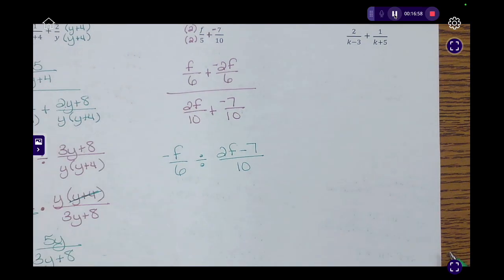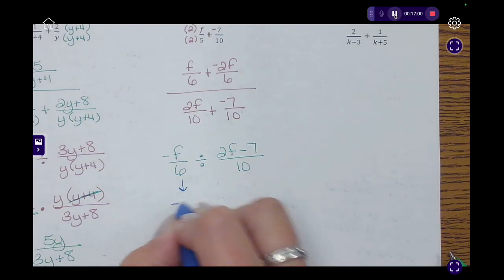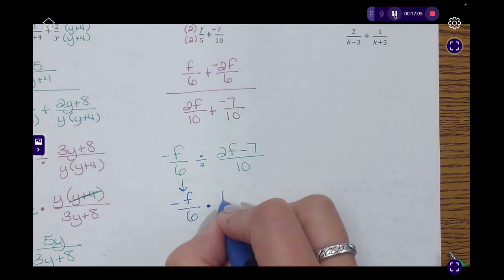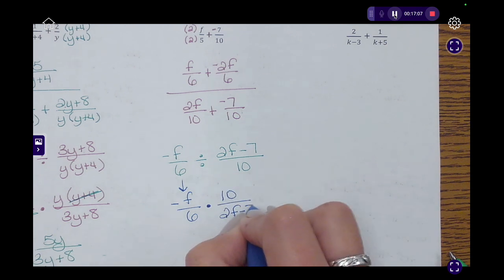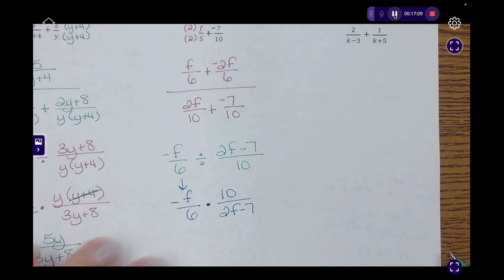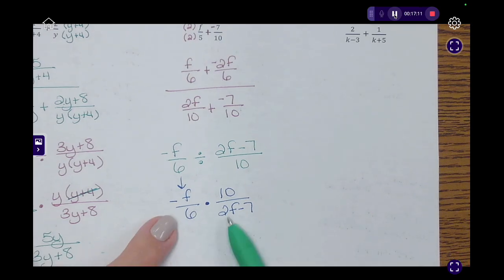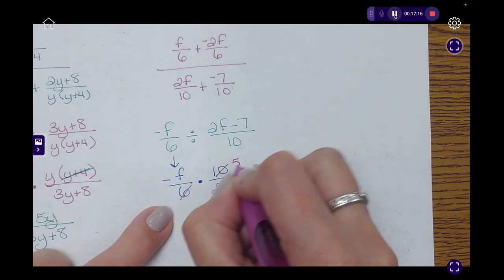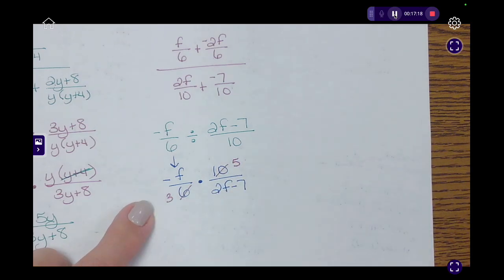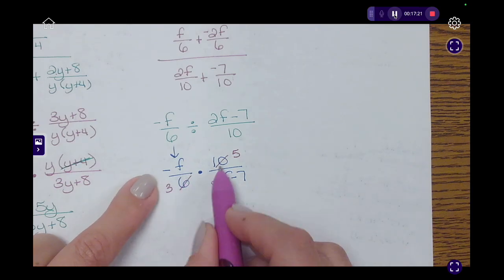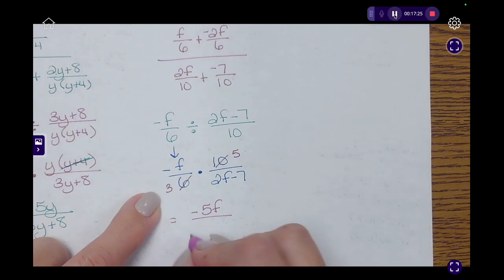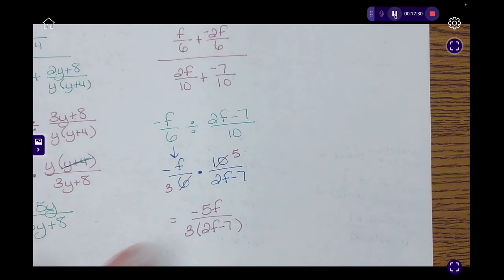So that's my division problem. So now I'm doing the keep, change, flip. So keep this the same, change division to multiplication, and then I am flipping this one. So now looking at this, what can we simplify? So there's nothing I can cancel this way, but if you realize 6 and 10 are both divisible by 2, so that becomes a 5, that becomes a 3. So always reduce where you can. So across the top, I'm going to have a negative 5f. Across the bottom, I just have 3 times the 2f minus 7, and I'm just going to leave it like that.